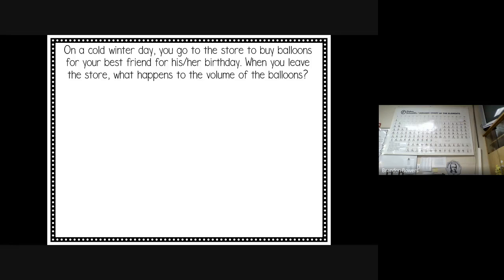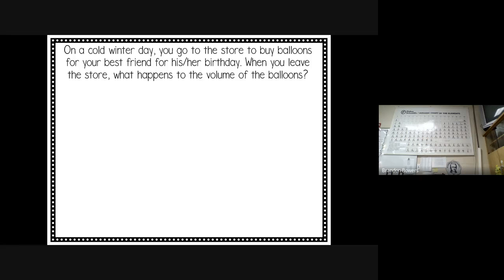Volume's what we're solving for. We don't know what that is. It'd be pressure. Why'd you say pressure? Well, because when you go outside, the temperature changes. So the temperature's going to change, right? It's a winter day. You're in here, it's room temperature. You go outside, it's going to be 20 degrees cold. Or negative 20. We're in Ohio, you never know. So pressure is the one you're going to hold on to.